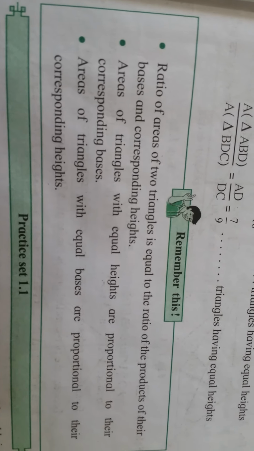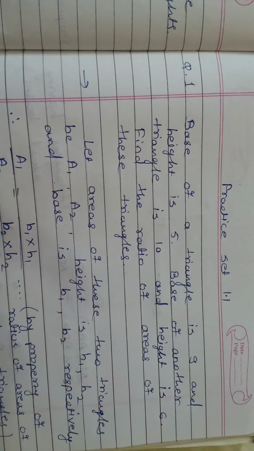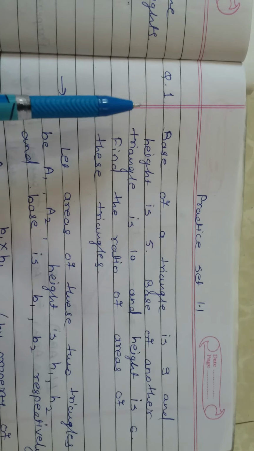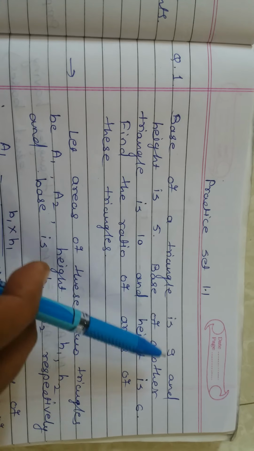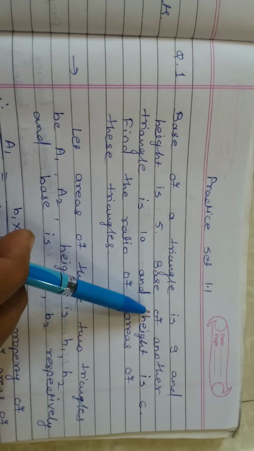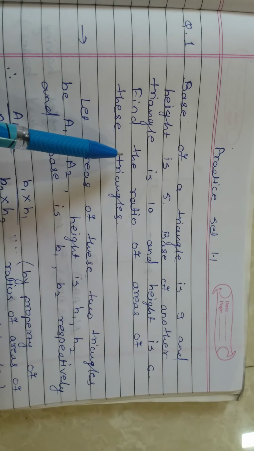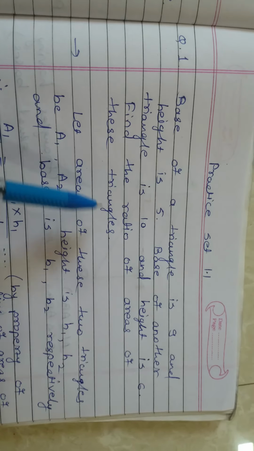Now let's solve some examples. Now let's solve practice set 1.1. Question number first. Base of triangle is 9 and height is 5. Base of another triangle is 10 and height is 6. We have to find the ratio of areas of these triangles.